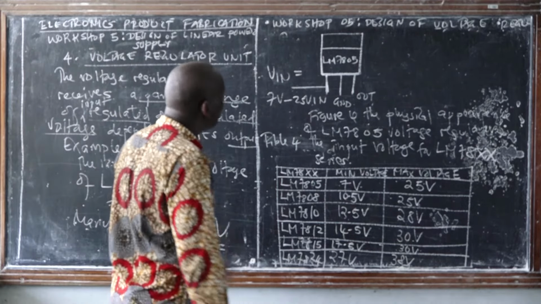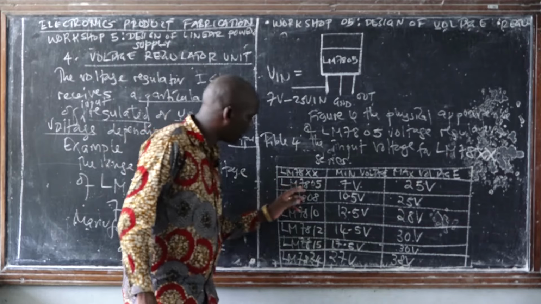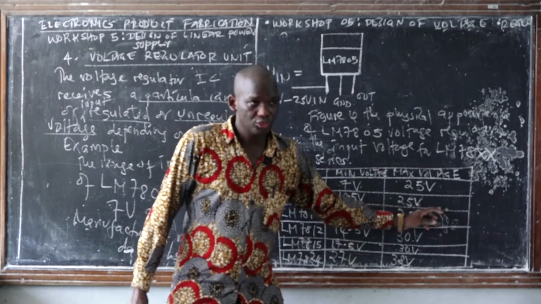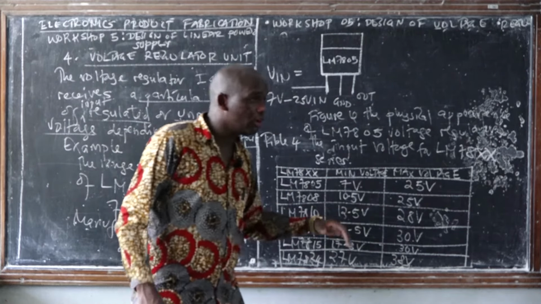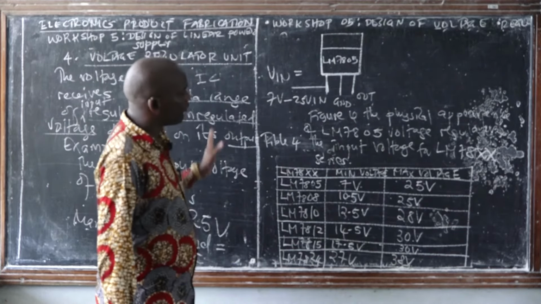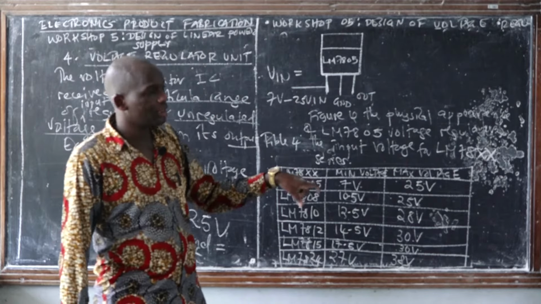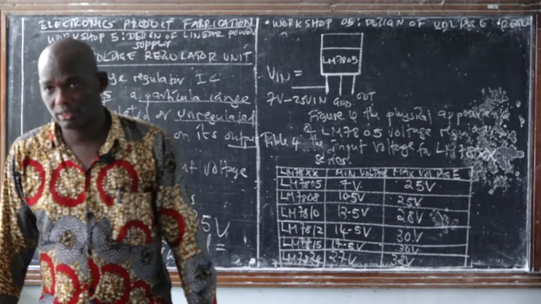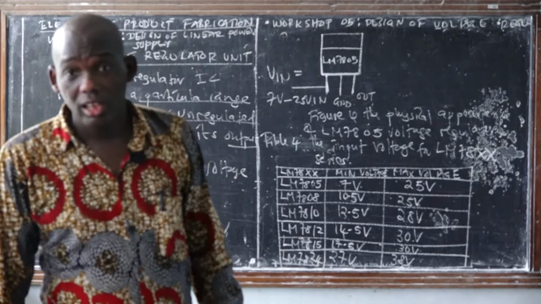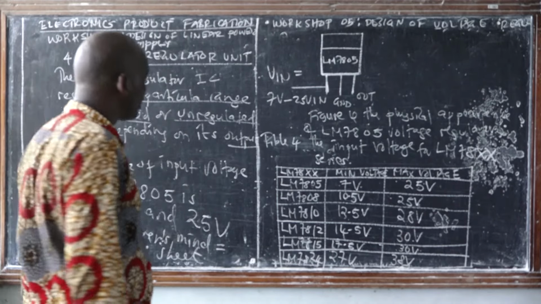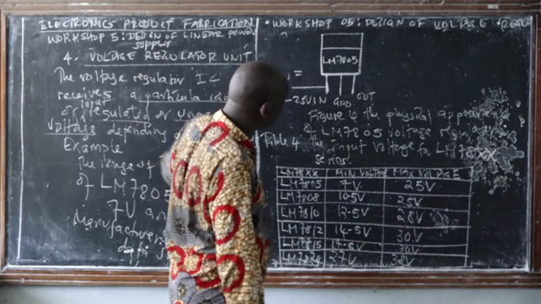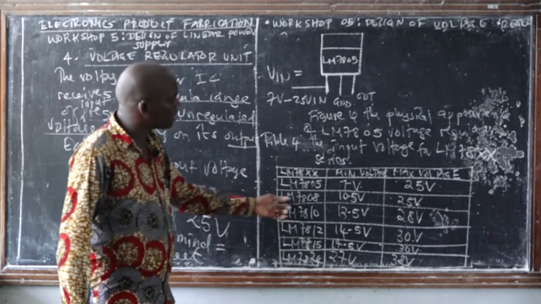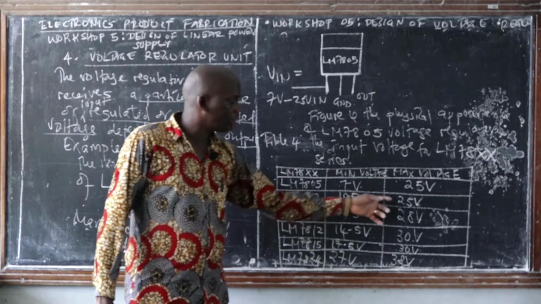So, for instance, the minimum input voltage for LM7805 is 7 volt, and the maximum is 25 volt. Remember this is very important, because for the voltage regulator unit block, when you know this range, it's important to think about the choice of the step-down transformer. For instance, we have 16 volt, 15.2, so it's fine, it's within the range.